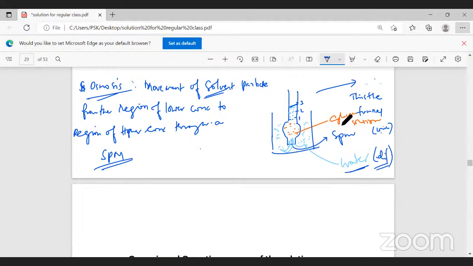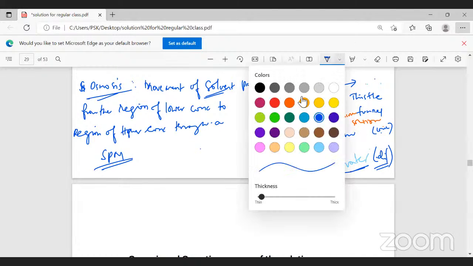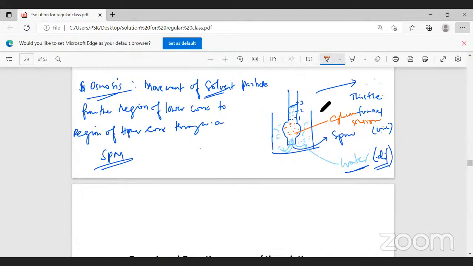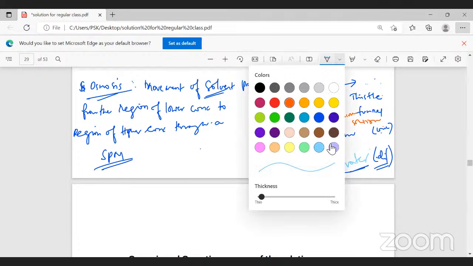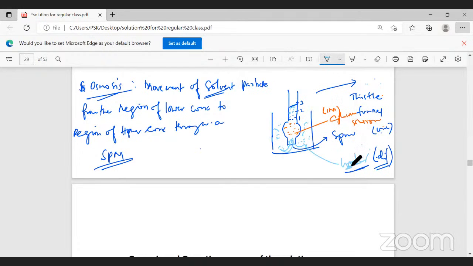Maybe, if I want it to be more specific, we will learn like this. Here, the glucose inside the thistle funnel is 1 molar. This blue color can be taken as a dilute glucose solution. When we say dilute glucose solution, I take 0.1 molar. Here it is 1 molar, here it is 0.1 molar.